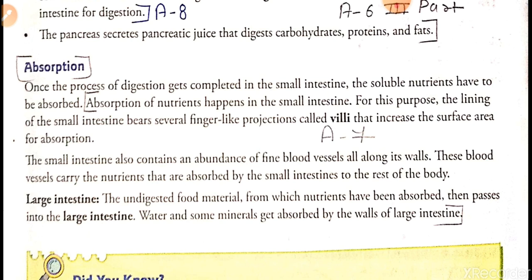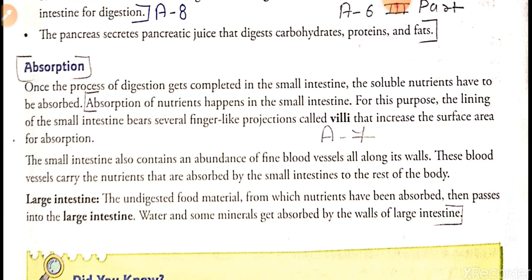What were the organs involved in digestion? The first organ was the mouth. The mouth helped to bite and chew the food, and it also mixed saliva, which is a digestive juice that breaks starch present in the food into sugar. We have learned the equation also: starch mixed with saliva converts into sugar.